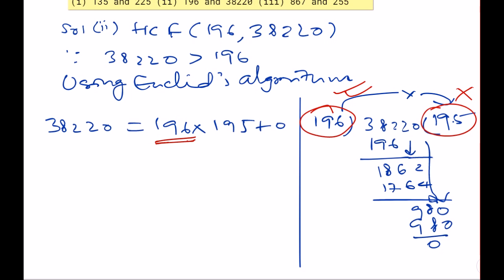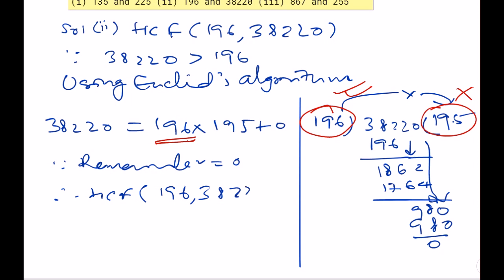Okay guys, so you can write here, since remainder here equals 0, therefore HCF of 196 and 38220 is equal to 196. I will write here equals 196. That is the answer.